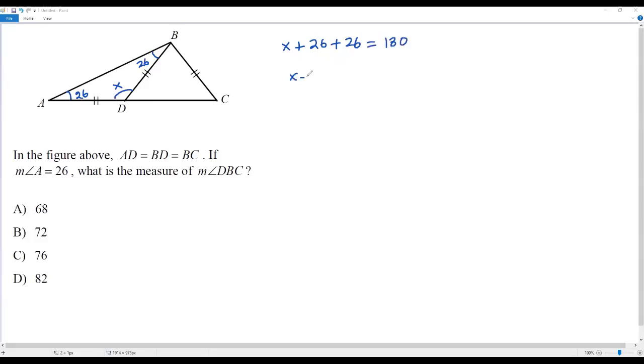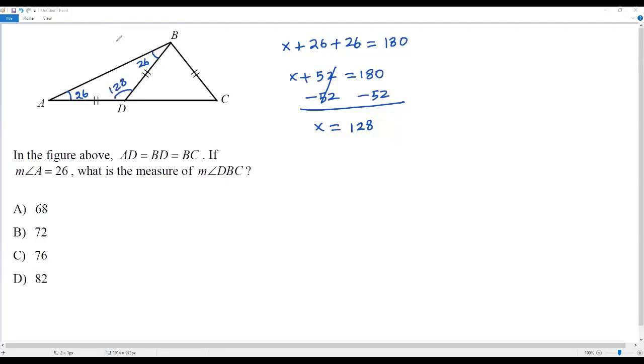Okay, now let's solve for x in this equation. When I add 26 and 26, I'm getting 52. So x plus 52 equals 180. To solve for x, I have to subtract 52 from both sides. So positive 52 and negative 52 will cancel out. When I subtract 52 from 180, I'm getting 128. So now I got the value of x. Actually, x is the third interior angle of the triangle ABD, which is 128.